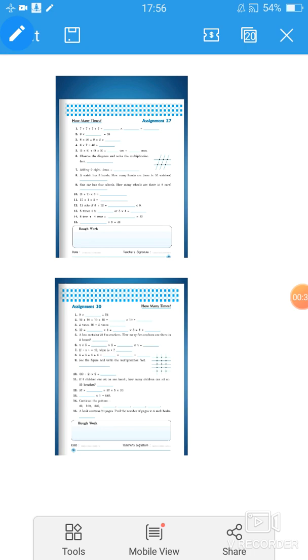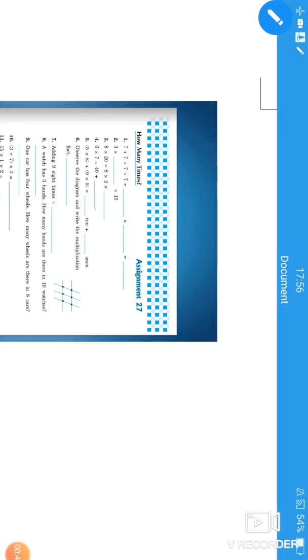Okay, kids, so today before moving toward the worksheet, let us do some questions. I am revising these questions so that you can understand the concept in a far better way. So first of all, tell me, what is multiplication? Tell me kids, what is multiplication?